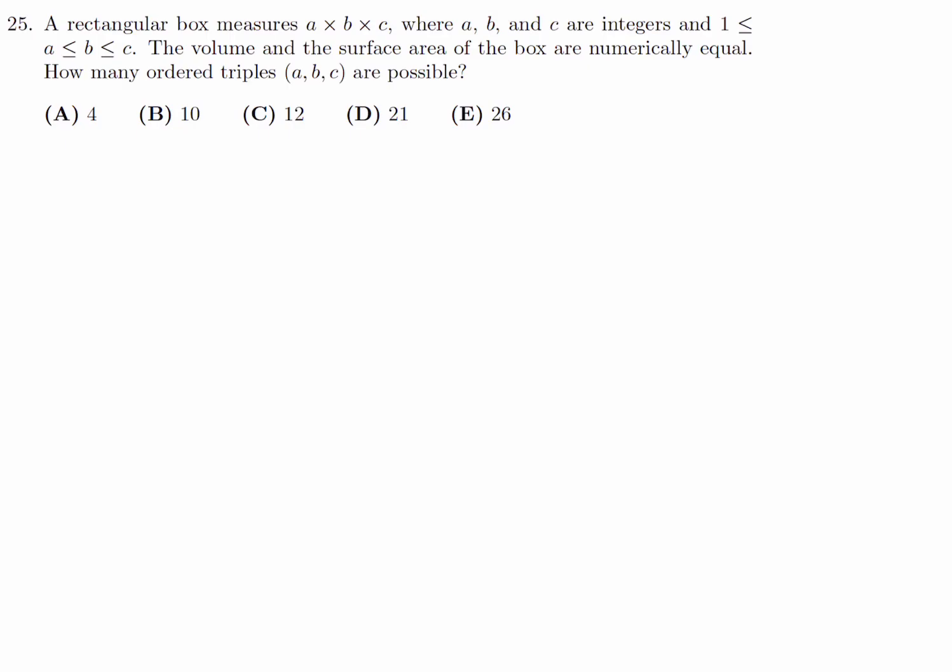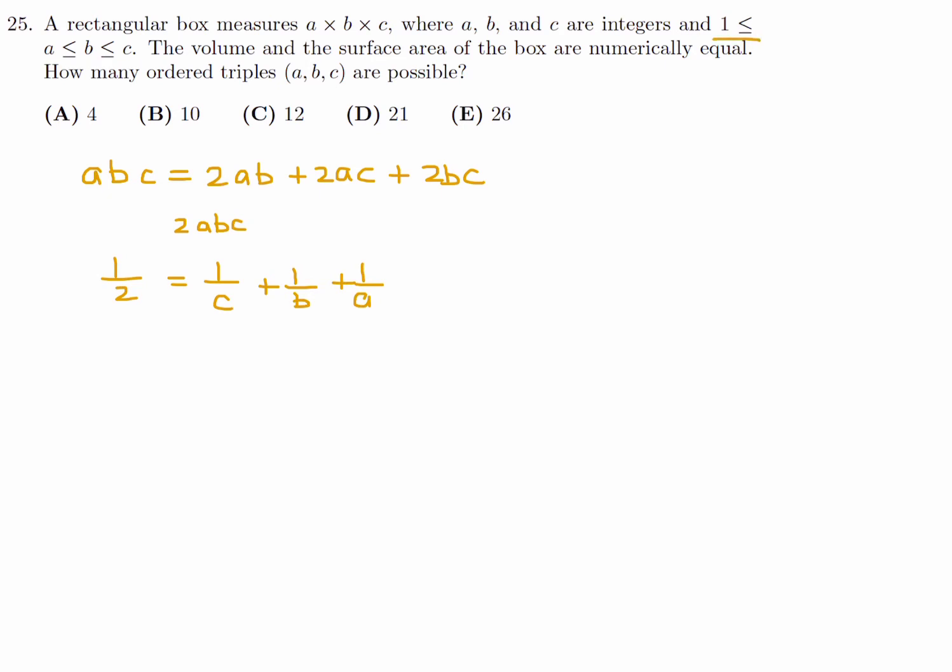All right, well, if the volume and the surface area are equal, that basically means that ABC is equal to 2AB plus 2AC plus 2BC. Divide everything by 2ABC, and when you do, you get 1/2 is equal to 1 over C plus 1 over B plus 1 over A. Now, keep this in mind.